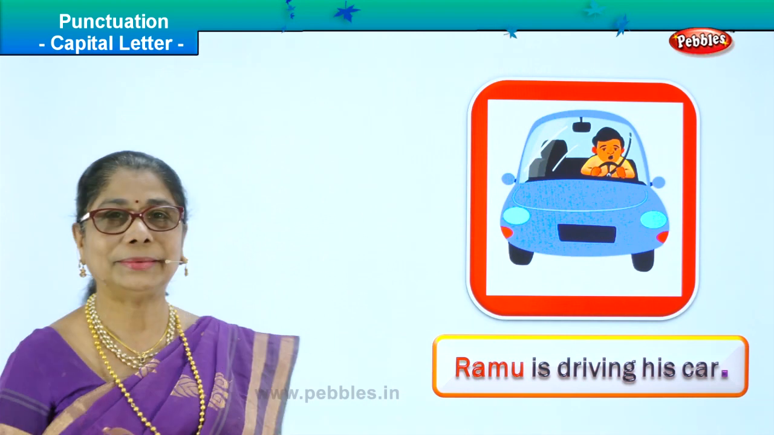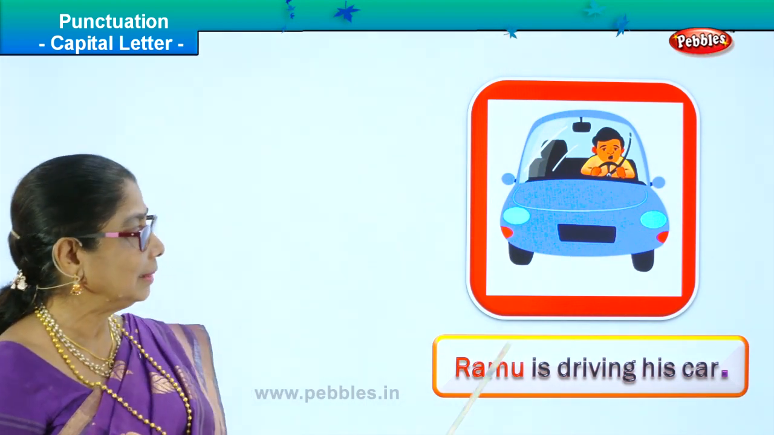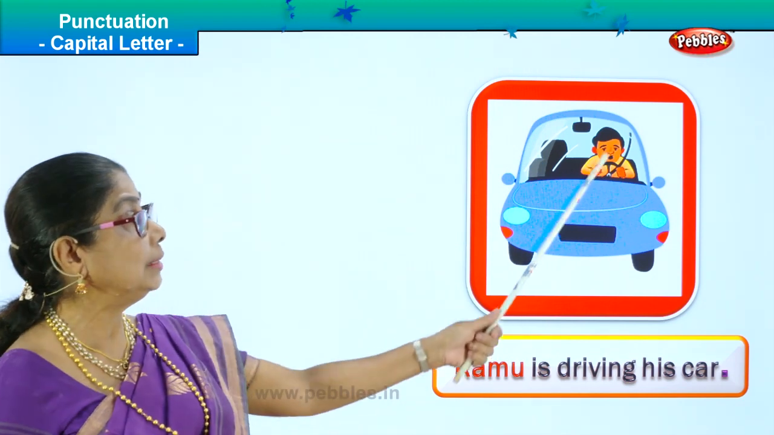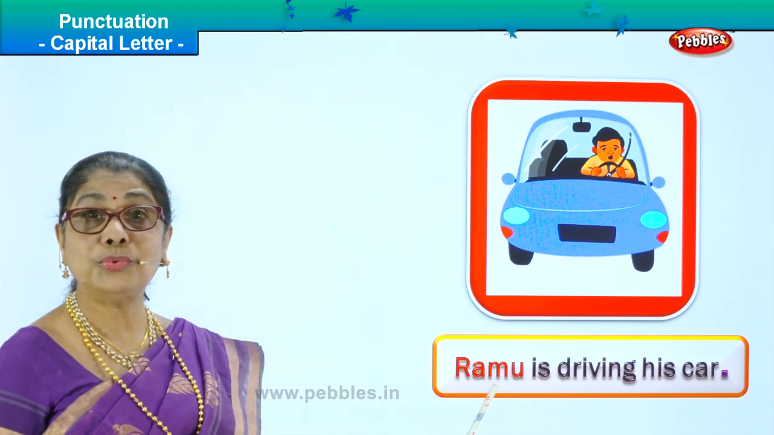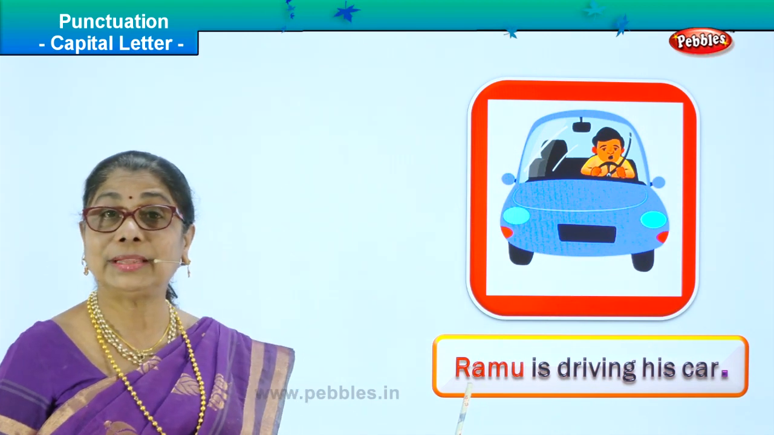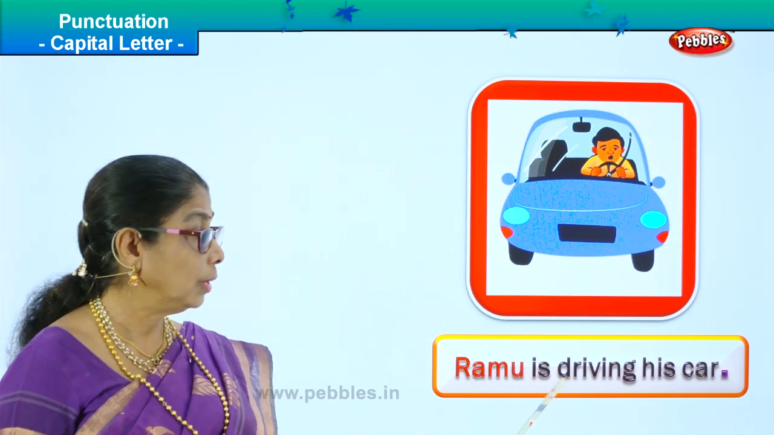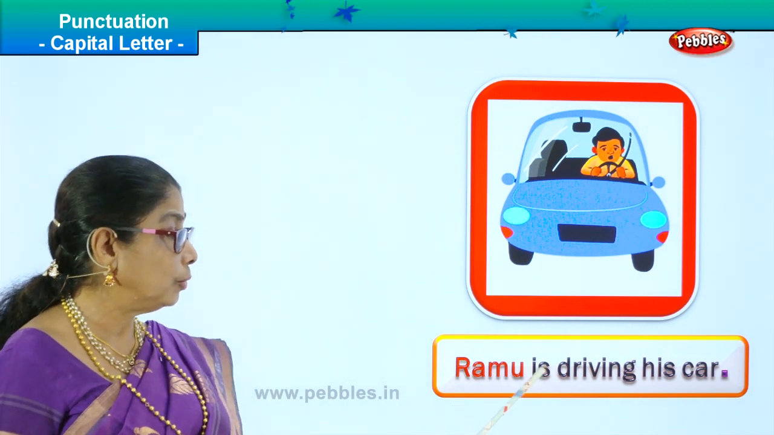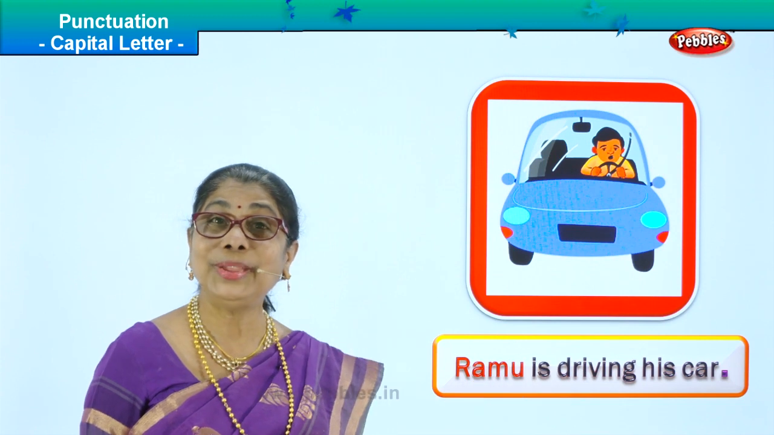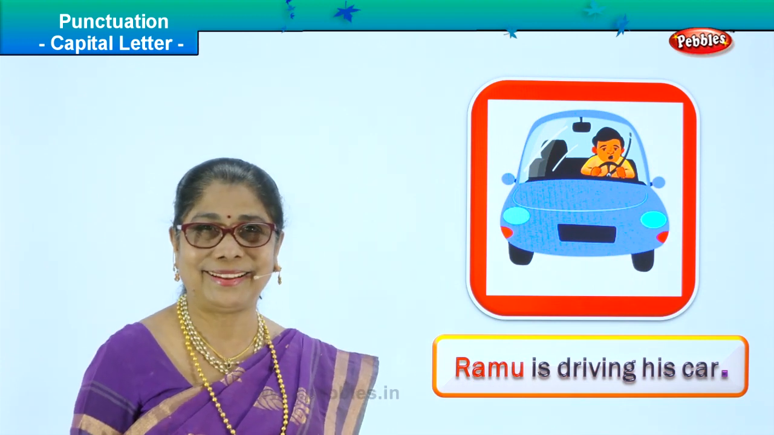What do we see here? Somebody is driving a car. Okay. What is his name? Ramu. Ramu is the name of the man and R begins with capital letter. Ramu. What is Ramu doing? Ramu is driving his car.